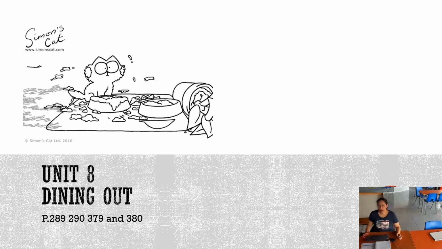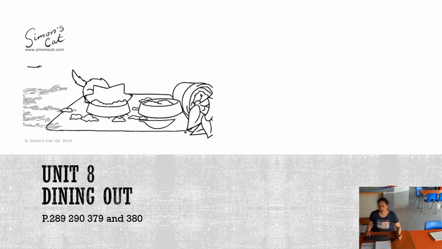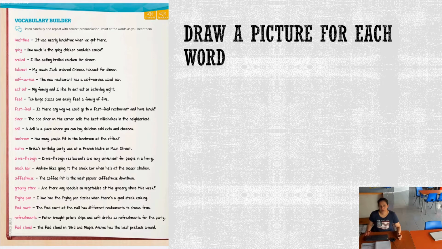Today we're going to start Unit 8. You can see the pages there. We're going to start with the vocabulary. For each vocabulary word, I want you to draw a picture. You can copy paste, you can cut it any way you want. For each, because this time we're going to talk about food and the places where you can eat out.